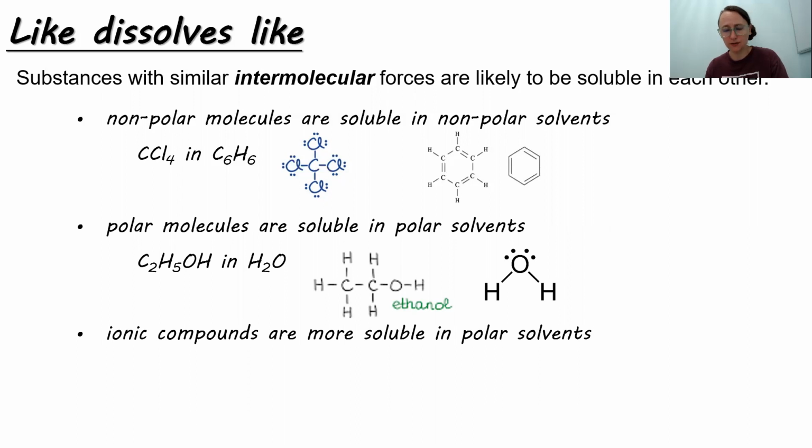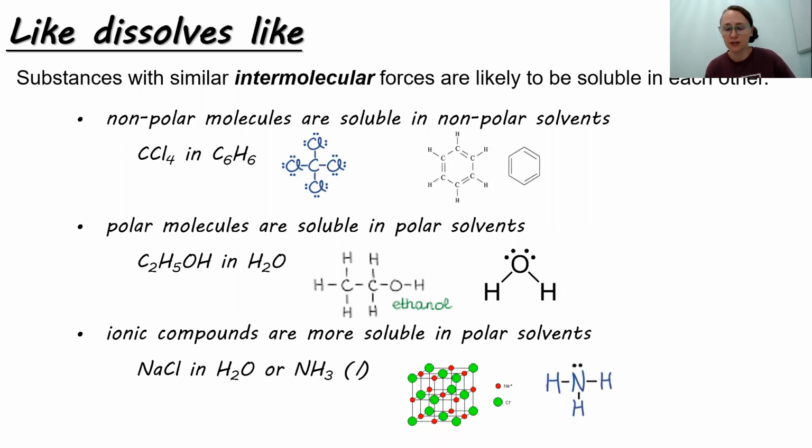Ionic compounds don't really have intermolecular forces, but they do have positive and negative charges, and they are more soluble in polar solvents and would not dissolve well in nonpolar solvents. So for example, table salt would dissolve well in water, which you know, but ammonia is also a polar liquid, and it will make a good solution. So salt should dissolve in ammonia.